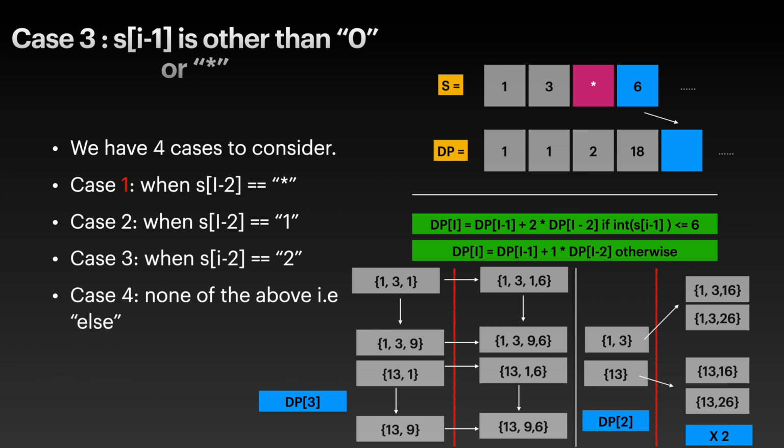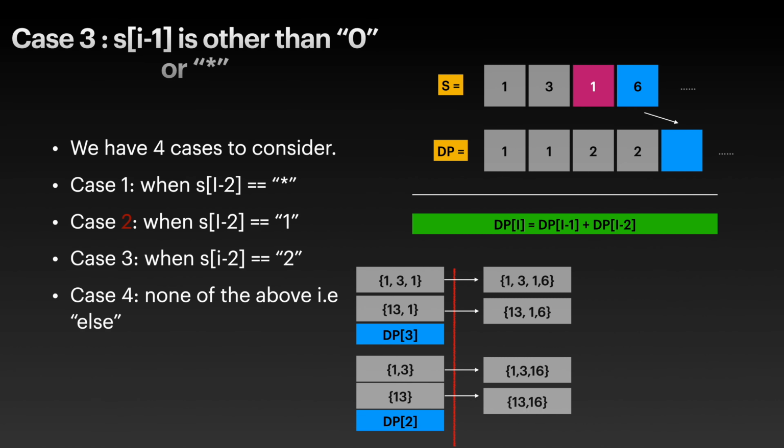And then we'll be looking at this one. So our case 2 will be when this number is 1, then the recurrence relationship is given by dp of I equals dp of I minus 1 plus dp of I minus 2.